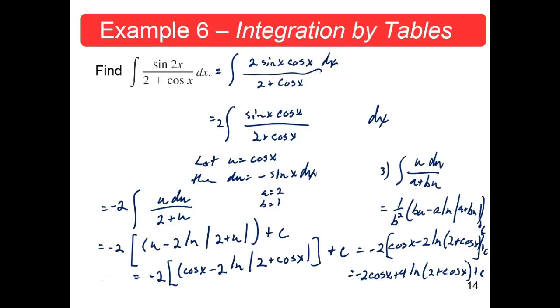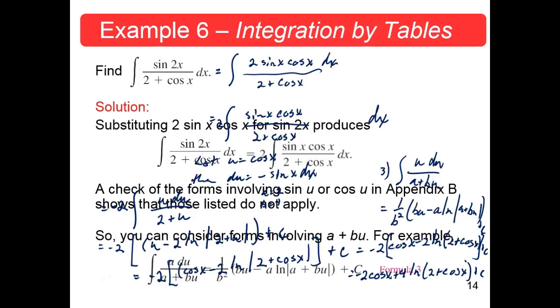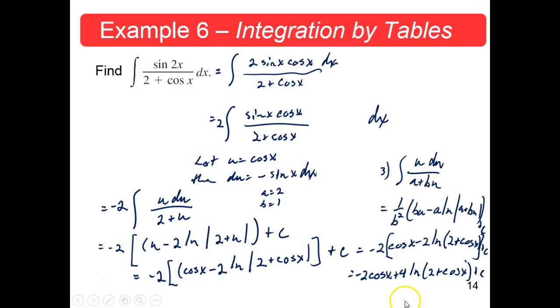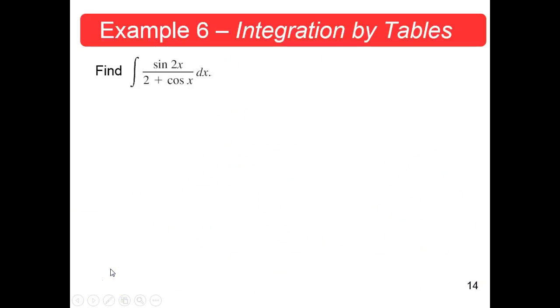So let's see what their rule is for, oh, wait. Let me back up. This is this problem. Sorry, I forgot. I thought this was one they didn't have. Okay? Let's erase our ink and see what they do.